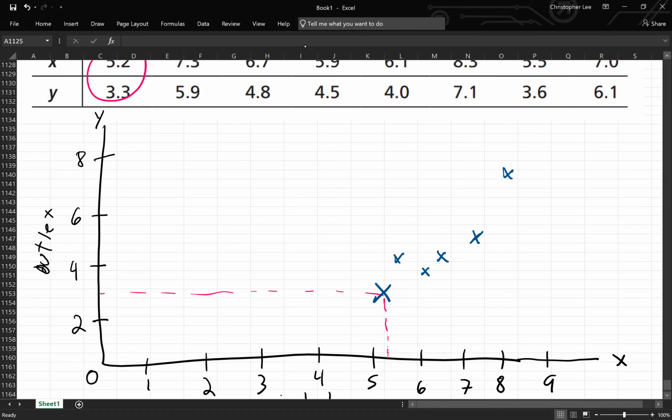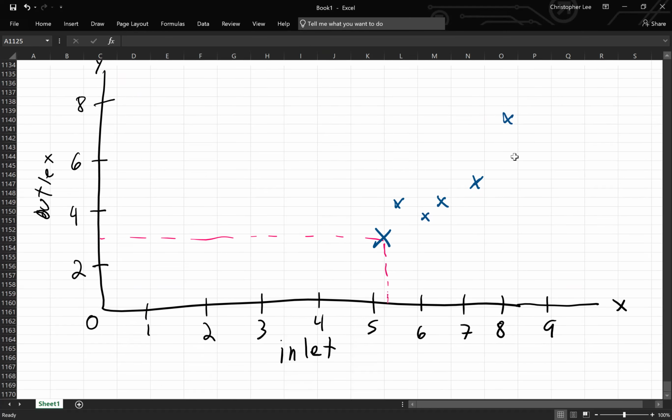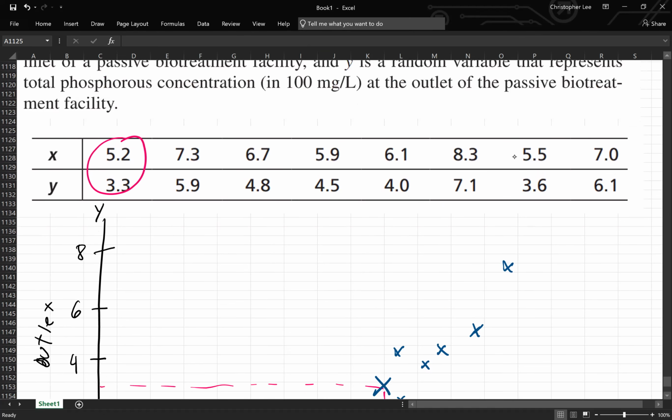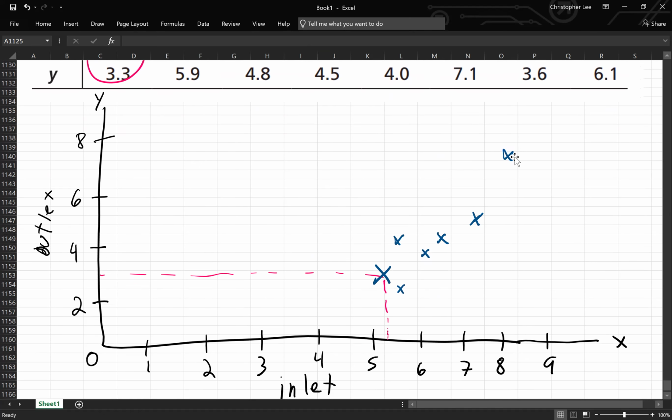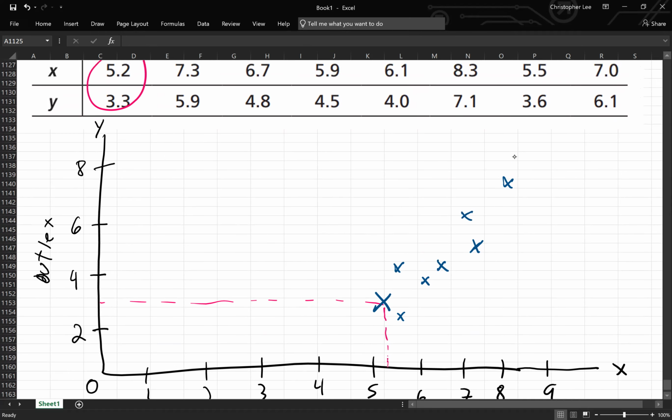And then I have 5.5 and 3.6. I feel like that's right here. And then I have 7.0 and 6.1. I feel like that's right here. Okay. That's all I'm looking for. Questions on this? That's good.